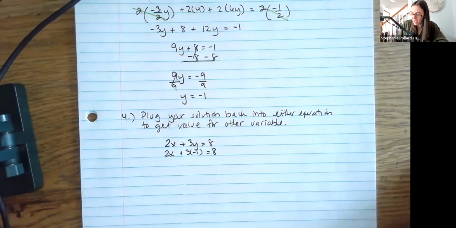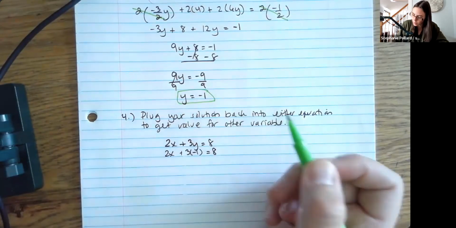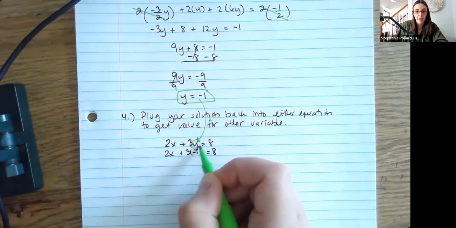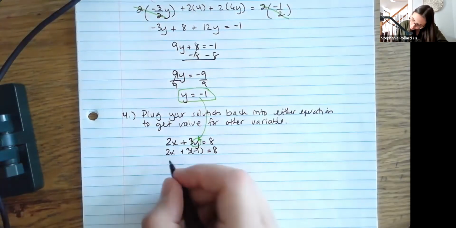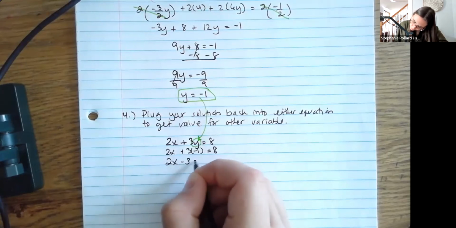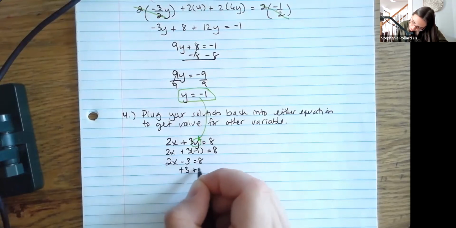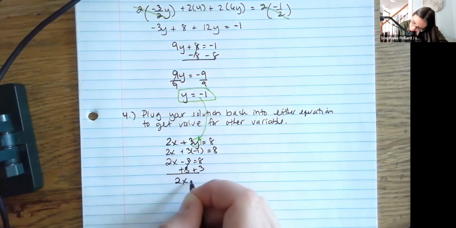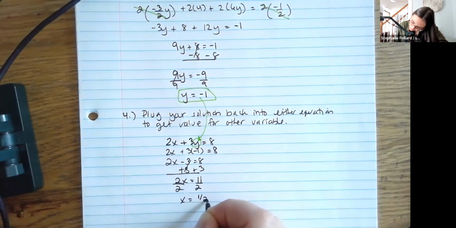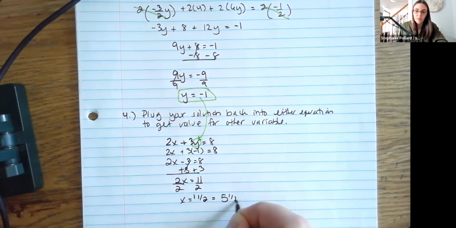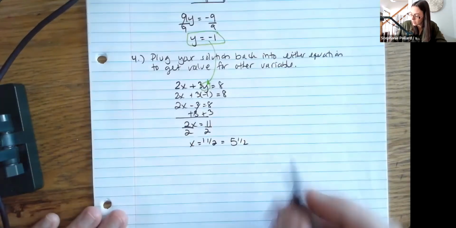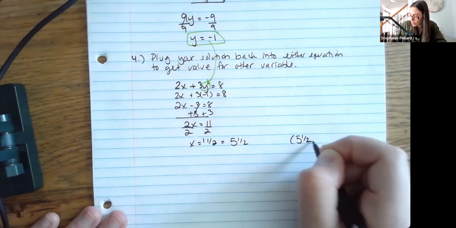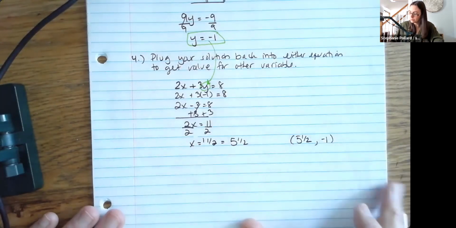Now here I had y equals -1, so I'm going to plug in for the y in my equation. I add 3 to both sides, divide by 2, and I have x equals 11 halves, or 5 1/2. So my solution here is 5 1/2, comma, -1.